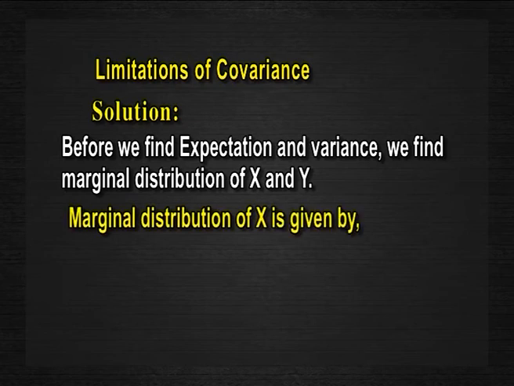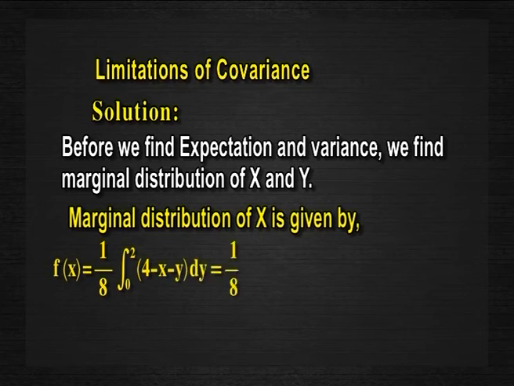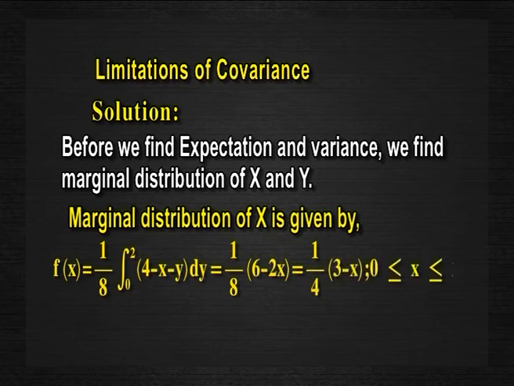Marginal distribution of x is given by f of x is equal to 1 divided by 8 times the integral from 0 to 2 of (4 minus x minus y) dy. On integrating the function and simplifying, we get 1 divided by 8 times (6 minus 2x). By taking 2 common and cancelling it with the denominator, we get 1 divided by 4 times (3 minus x), where 0 less than or equal to x less than or equal to 2.